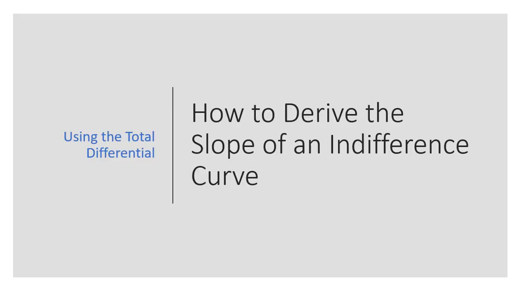In this video, we're going to look at how to derive the slope of an indifference curve, and I'm going to use the technique of the total differential. So here we have a utility function that is a function of good x and good y.